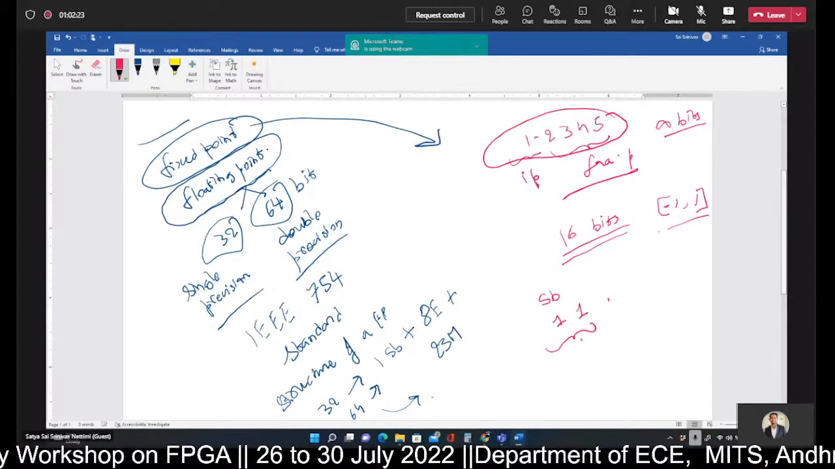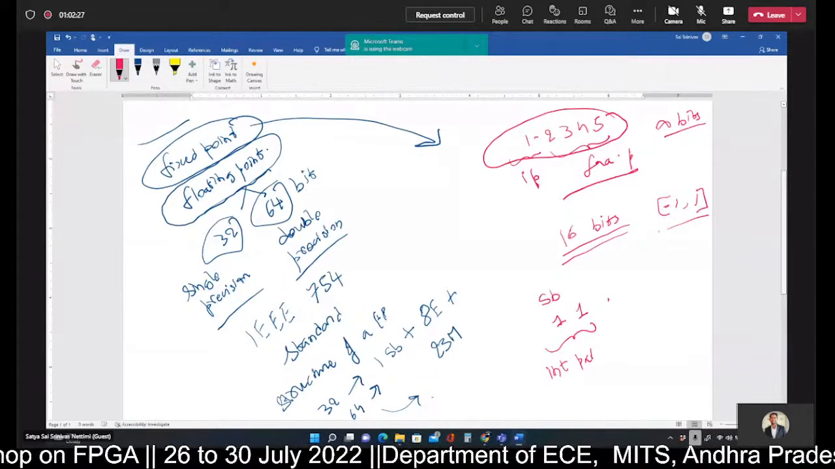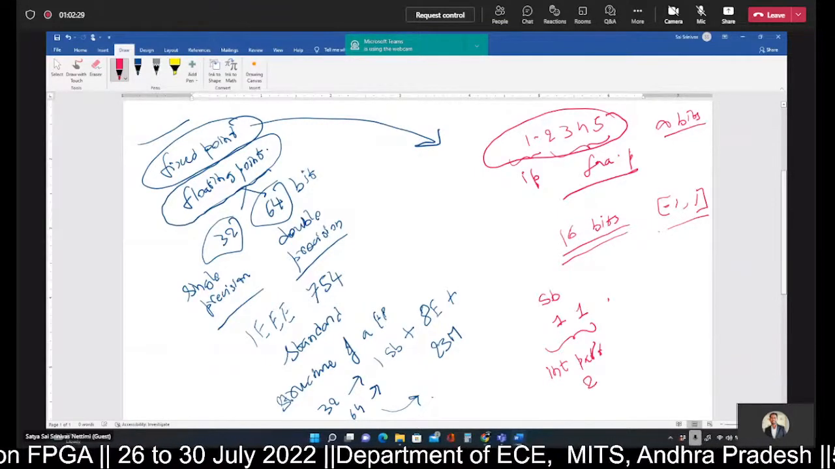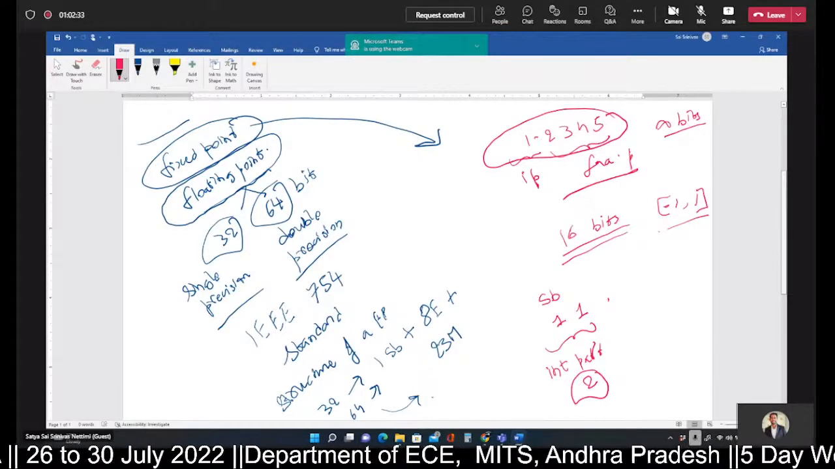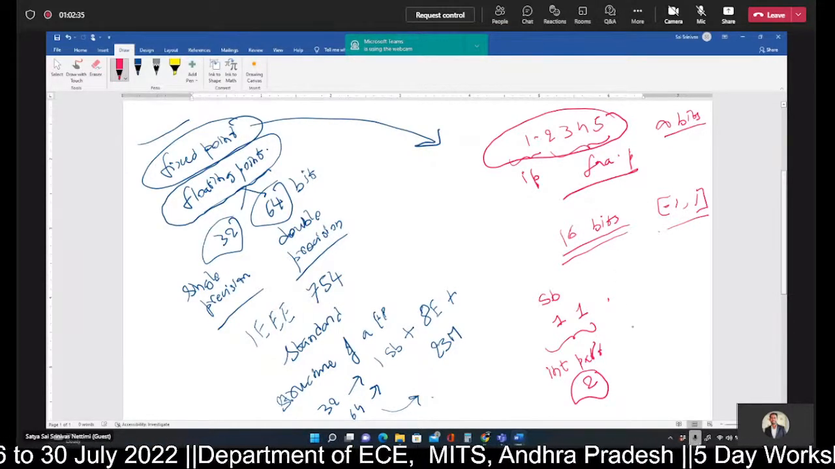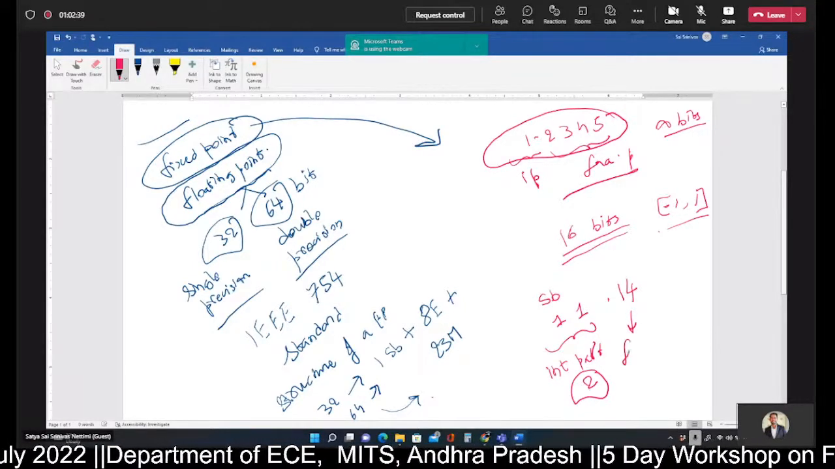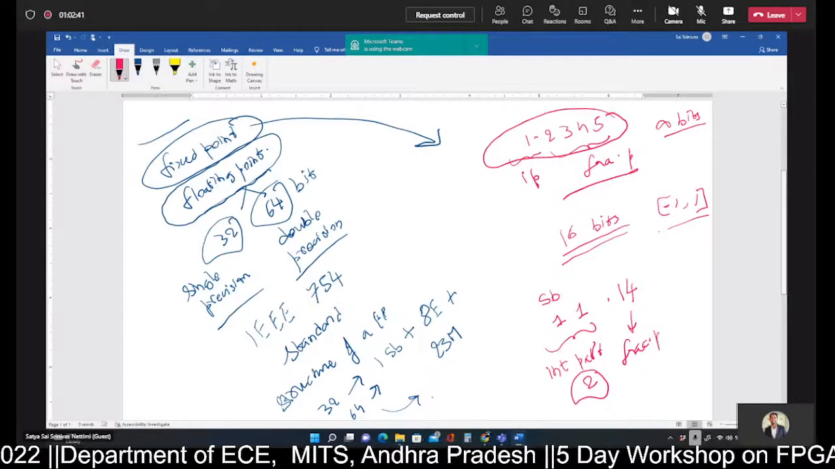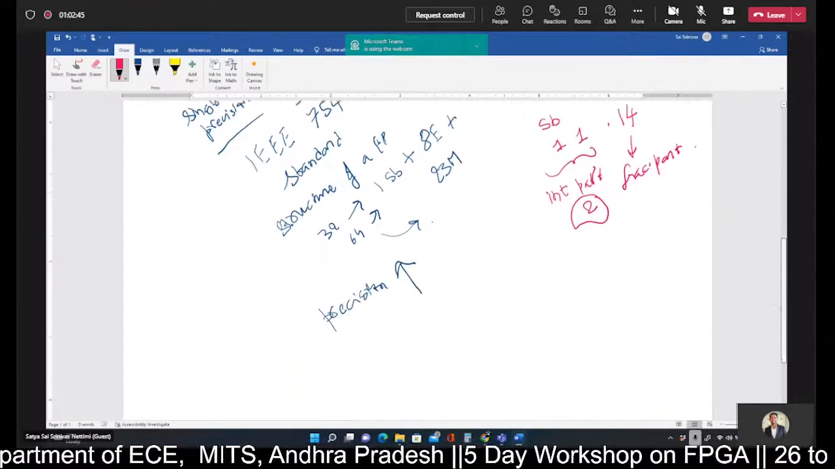So in my integer part, I am using 2 bits. Out of 16 bits, 2 bits I'm reserving for the integer part, and the remaining 14 bits I am using to represent the fractional part. So this is how my data format is.